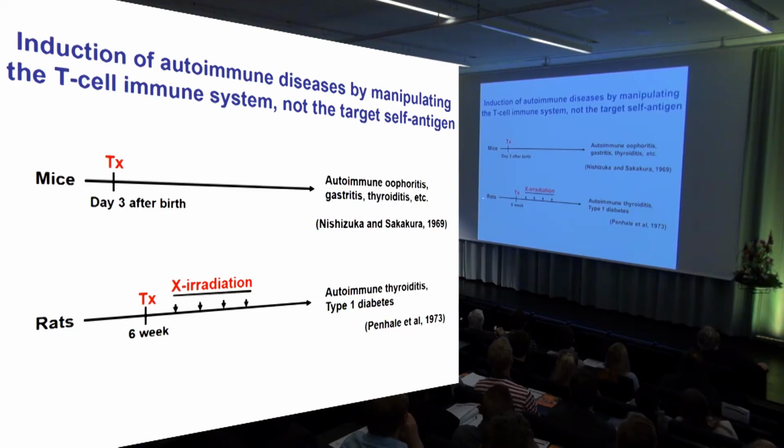Another interesting model uses rats. In normal rats, you remove the thymus around 6 weeks of age, and every 2 weeks you irradiate with 200 Röntgen, 2 gray, a sublethal dose, just 4 times. Then these normal rats develop autoimmune thyroiditis or type 1 diabetes. This means that just by manipulating the immune system, you can induce various autoimmune diseases, immunopathologically similar to the human counterpart.